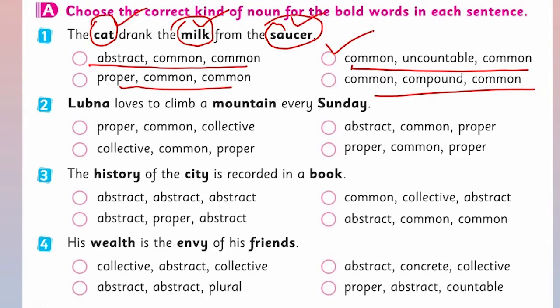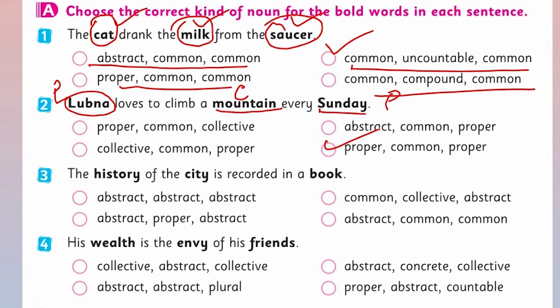Look at the second one. Lubna loves to climb a mountain every Sunday. What will be the right option? Yes, Lubna here is proper noun. Mountain is a common noun and Sunday is a proper noun. Yes, here this one. Proper, common and proper. Look at the third one.